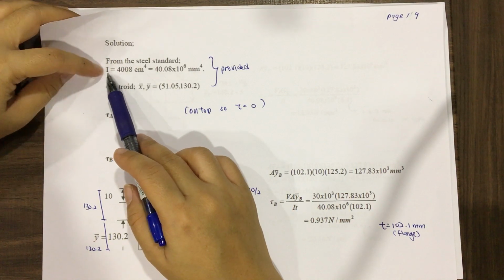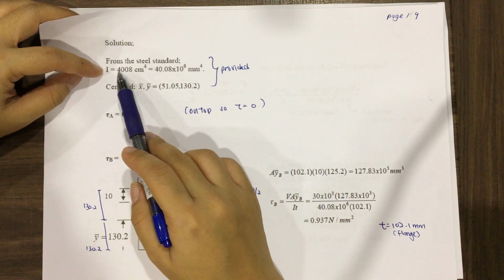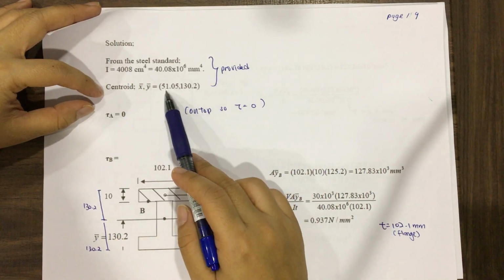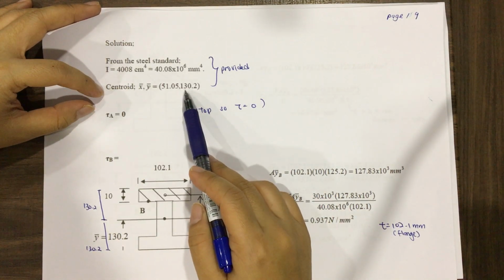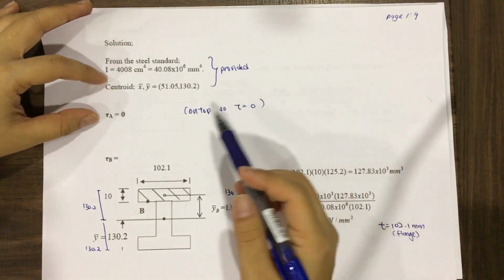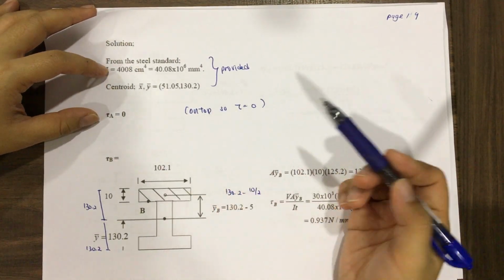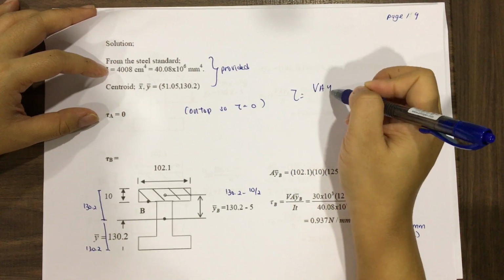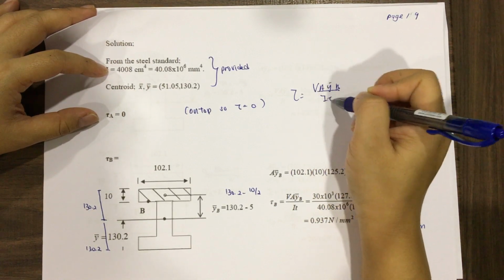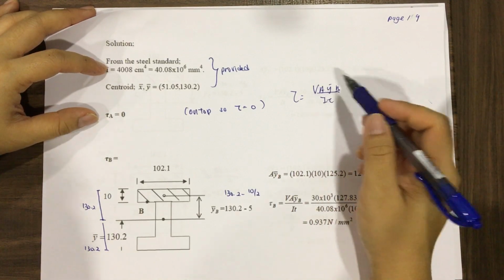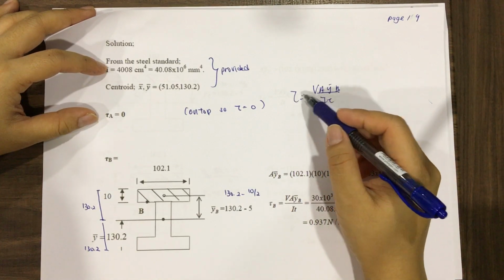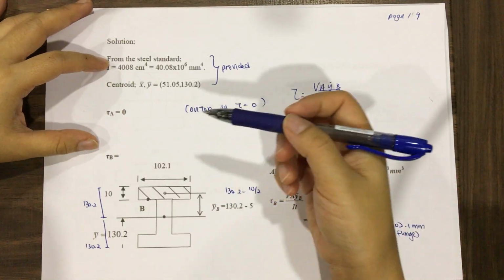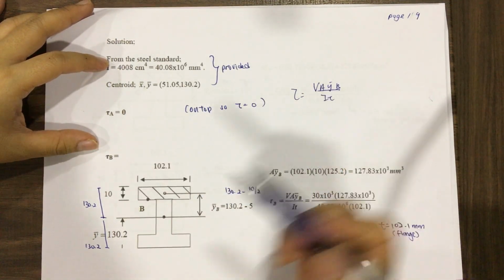Then you get I equal to 4008 cm^4. The centroid is 51.05 and 130.2. So on top, tau equals 0 because tau equals V A Y-bar over I T. The A will be 0, so the shear stress will be 0, because for the area we can choose either the top or bottom, right? So this will be 0.